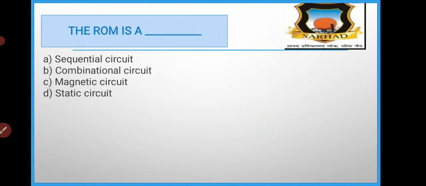Now question number 23. The ROM is a dash dash. It is a sequential circuit, that is option A. Option B, it is combinational circuit. Option C, it is magnetic circuit, and option D, static circuit.